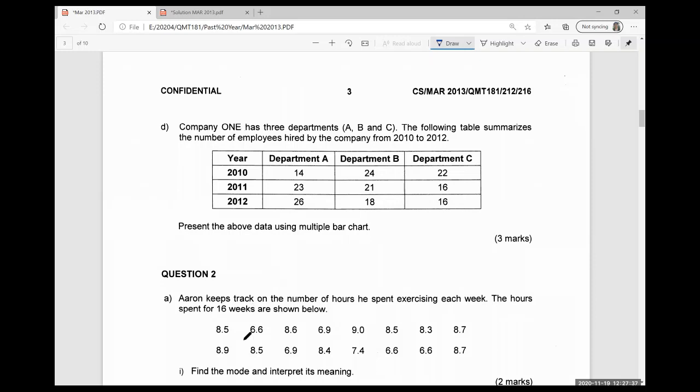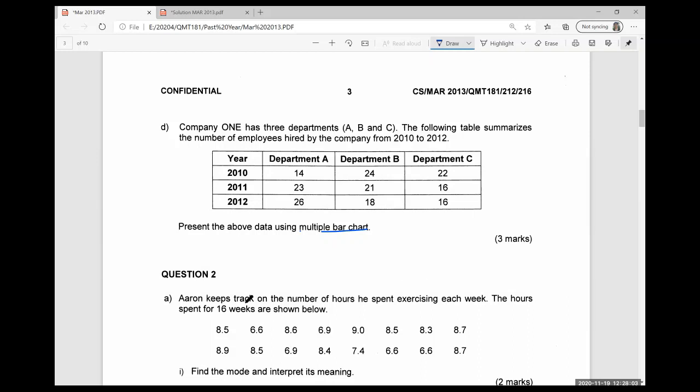Multiple bar chart. In this case, they want you to have a multiple bar chart. That means the bars will be next to each other, clustered. It's not stacking. If it is a component or stacked bar chart, the bars will be stacked on top of one another. But in this case, it is a multiple bar chart, so the bars will be side by side.